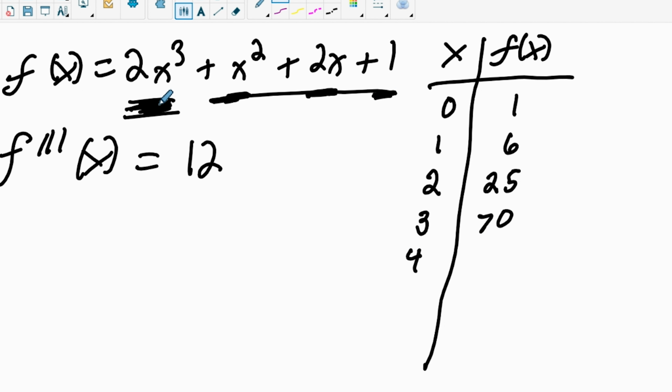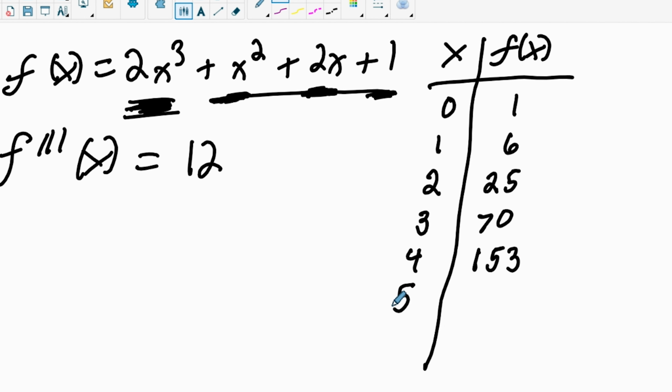So 4 cubed is 64. 64 times 2 is 128. 4 squared is 16. 16 and 128 is 144. 4 times 2 is 8. 144 and 8 is 152 plus 1, 153. You see I'm being pretty calm here because there's a good chance that I can make a mistake here. I think I'm doing okay.